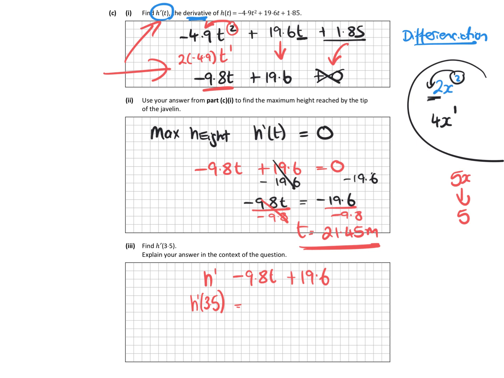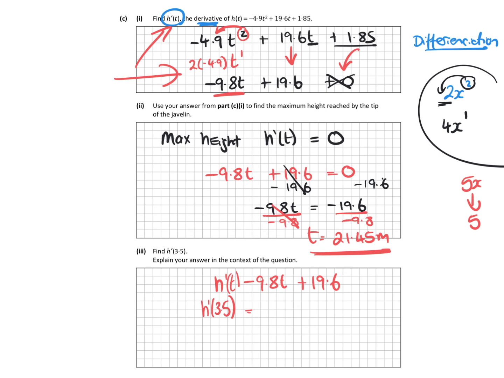Instead of saying H dash t, we're going to write H dash 3.5. So it is minus 9.8 times 3.5 plus 19.6. Use your calculator to find out the answer there. The question also asks you to explain your answer. So at this point, what is happening? I think you will get a negative answer here. So imagine what that means for the javelin in regard to its path.